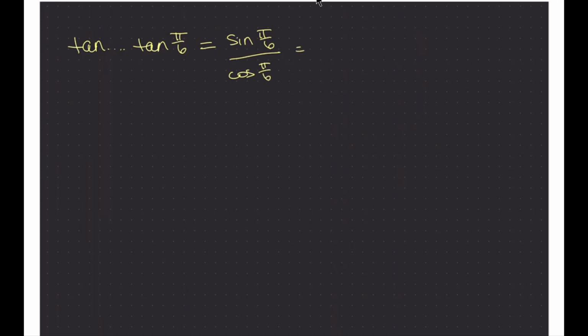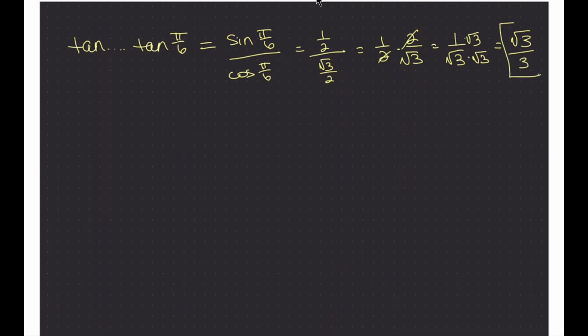What's the sine at pi over 6? 1/2. What's the cosine? Square root of 3 over 2. So we're going to multiply by that reciprocal, and these will cancel. We're going to get 1 over the square root of 3. We can't leave that radical on the bottom, so we multiply top and bottom by the square root of 3. We get the square root of 3 over 3.